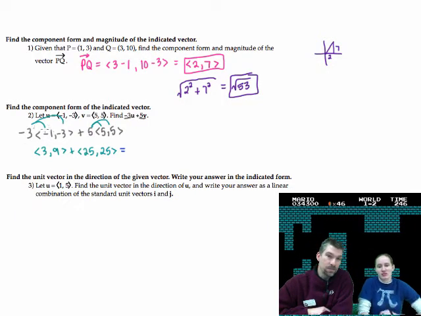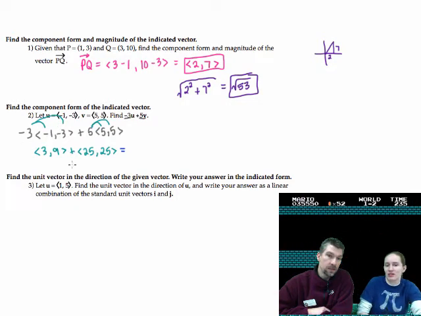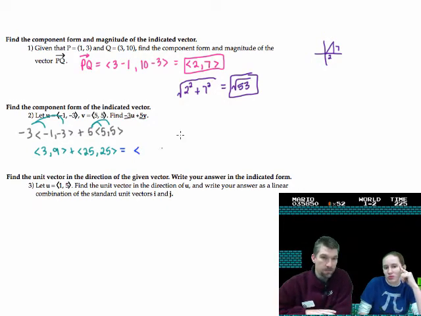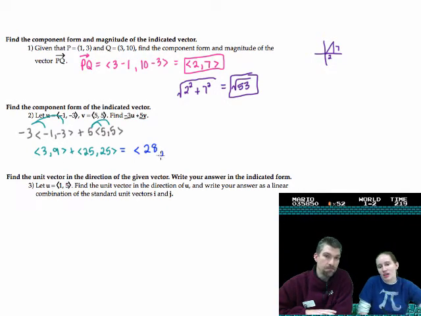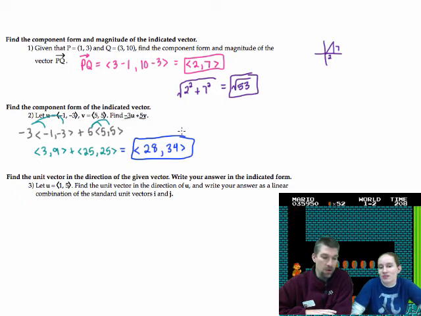Okay, so I distributed the negative 3 into u and the 5 into v, and now I can add the vectors together. First part goes with first part, second part goes with second part. 3 plus 25 is 28. 9 plus 25 is 34. That's all it asks us for, is the component form.